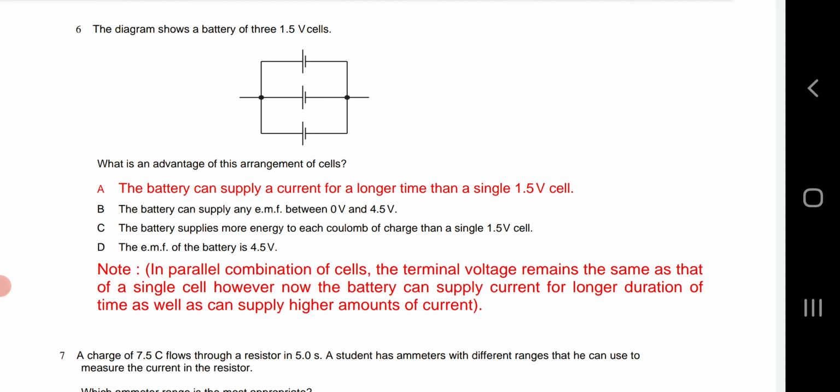Note and remember that in a parallel combination of cells, the terminal voltage remains the same as that of a single cell. However, now the battery can supply current for a longer duration of time, as well as higher amounts of current. So if cells are connected in parallel, then the storage capability of the cells in terms of current will become higher. And as the storage capability becomes higher, so current can be supplied for longer duration of time.